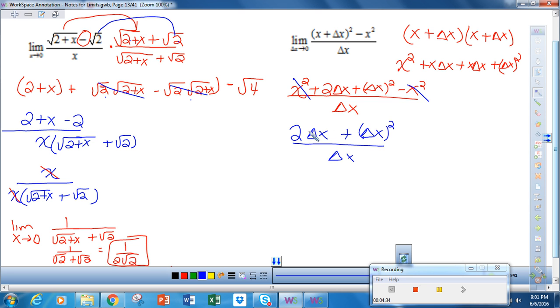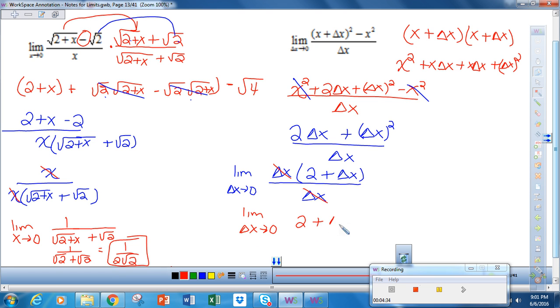Using my factoring technique, I have a delta x in each of these. I'm going to factor out delta x, and I'm left with 2 plus delta x, all over delta x. And again, being a bad math teacher, I should be writing the limit as delta x approaches 0. Notice here that the delta x's will cancel each other out, and so I have the limit as delta x approaches 0 of 2 plus delta x.